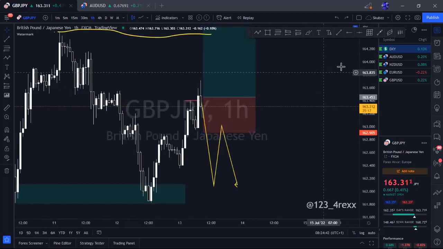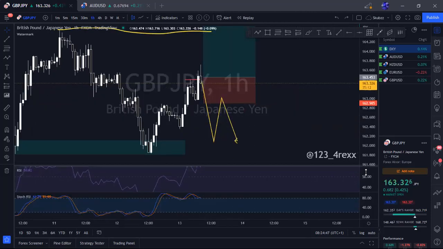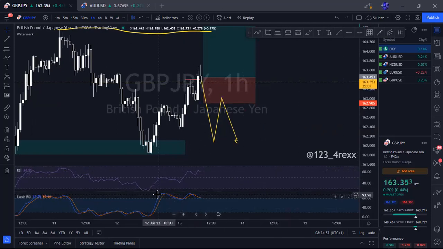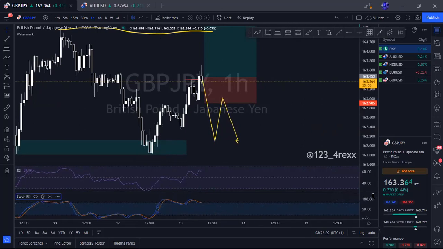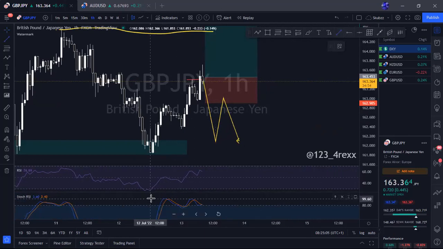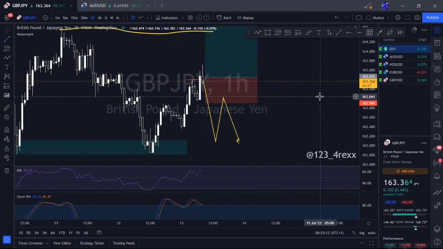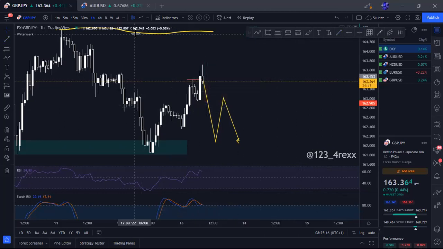I want to check something on this JPY pair. Are we having RSI divergence? No, we're not having it. There's no divergence anywhere. One sec. Yep, they are the same heights. It's not a divergence.